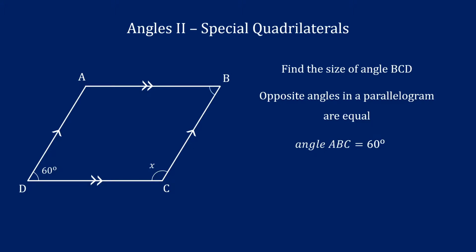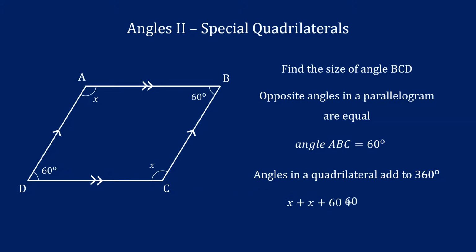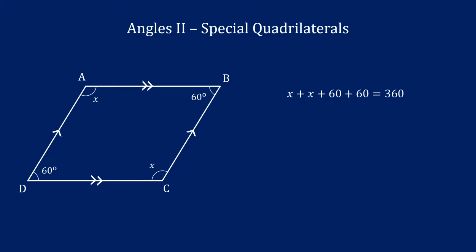So I'm going to put that on my diagram. Also, if angle BCD is x, that means that angle DAB has to be x as well. Now we're done. We know that angles in the quadrilateral add to 360, so let's go. If I take my x and I add x plus 60 plus 60, the whole thing needs to equal 360 degrees. Cool. Let me move it up so I have more working space here.